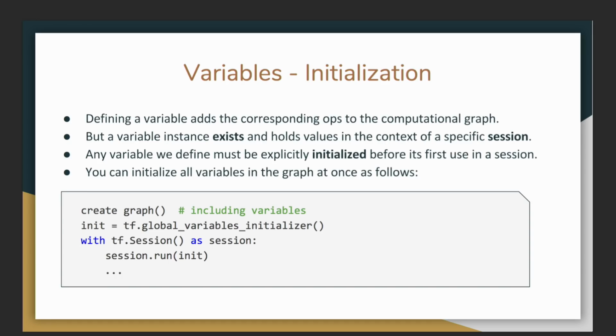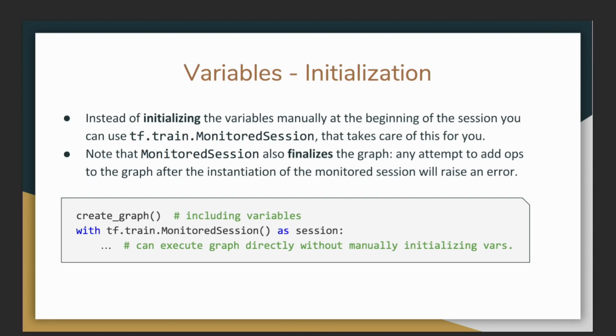There is also an alternative. Instead of initializing the variables manually at the beginning of the session, you can also rely on a monitored session to do this for you. The monitored session is basically a wrapper around the standard TensorFlow session that takes care of a bit of the boilerplate code that otherwise you would need to write. One of the things it does, but it's not the only one, is initializing the variables. Because you have specified a way of initializing every variable, the monitored session can just go through all the variables in the graph, call the appropriate initializer, and do this without you having to do the operation manually.